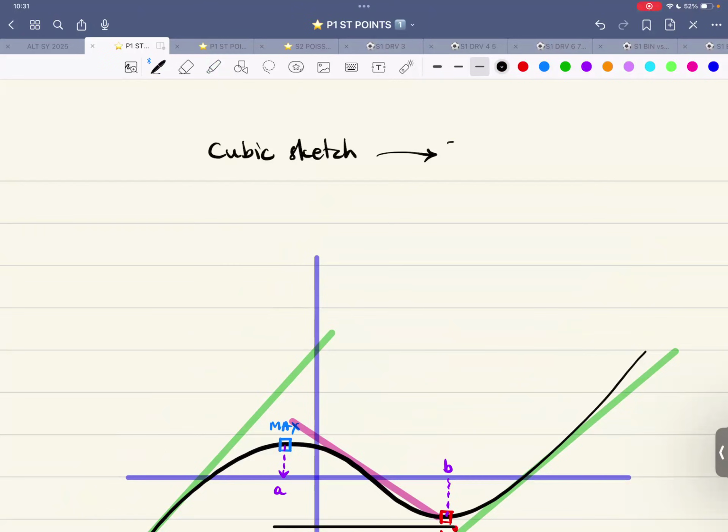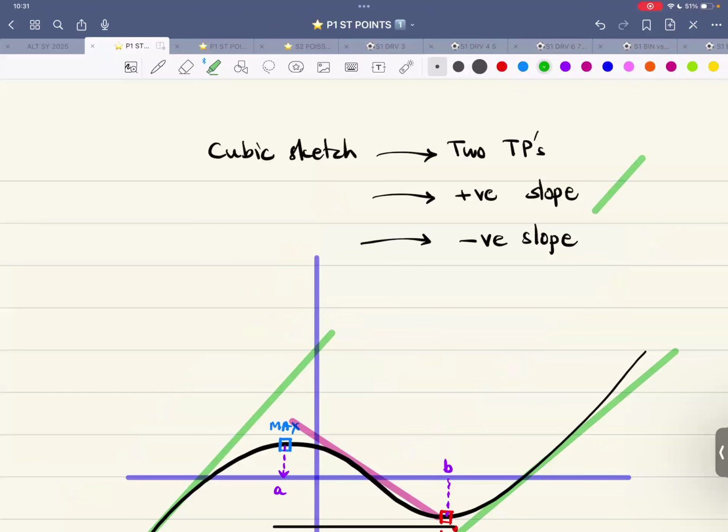and there are 2 turning points or stationary points, and there are 2 regions. There is some region with positive slope. There is some region with negative slope. The positive slope is denoted by the green color. The negative slope is denoted by the pink color. All good? All clear?